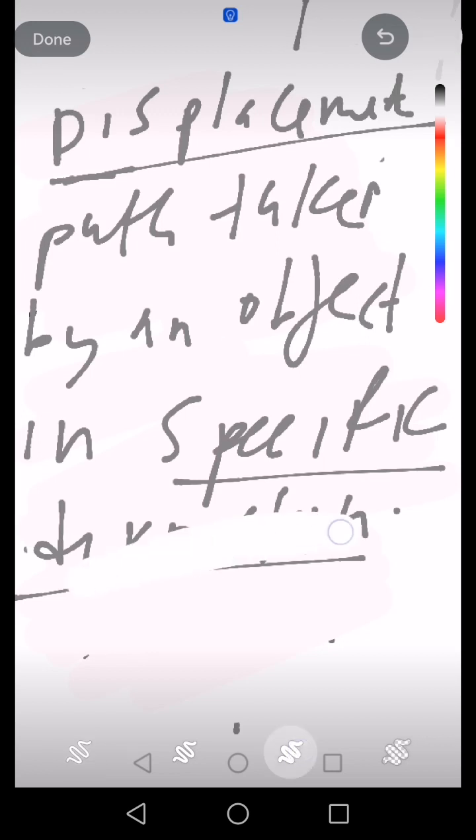Also, let's give an example of a person. We use the same example, a person who is moving.